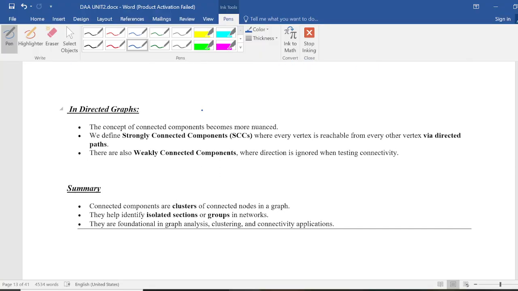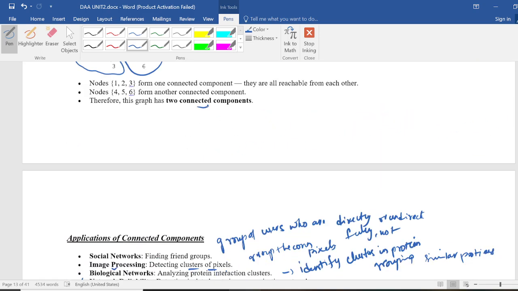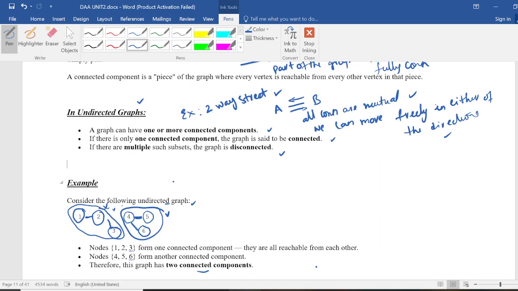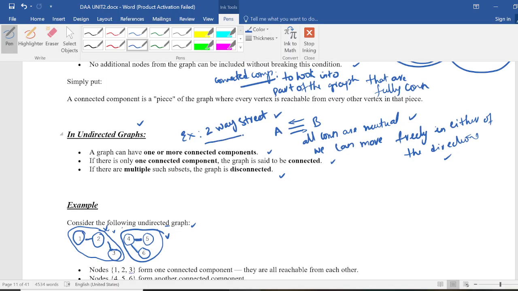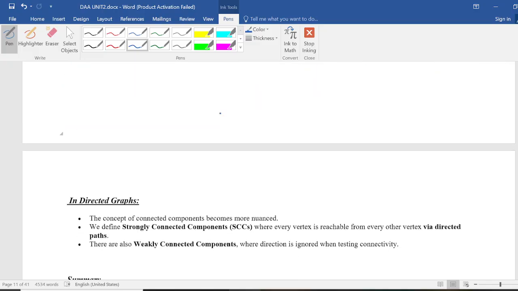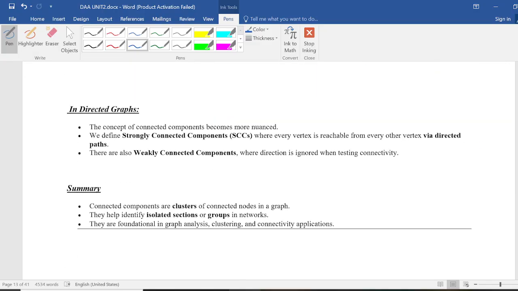So what is a directed graph? What we have explained so far as an undirected graph is nothing but a two-way street. Whereas a directed graph is a one-way street. If there is an arrow from A to B, you can go from A to B only, but you cannot go from B to A in the reverse direction. This is a directed graph.